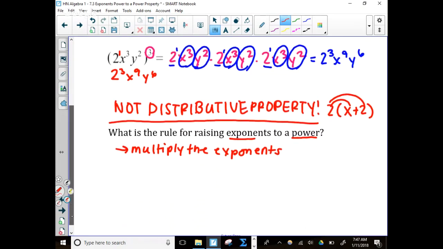Also, the bases matter for the other rule. For this case, as long as you have a power to a power, it doesn't have to be the same base.